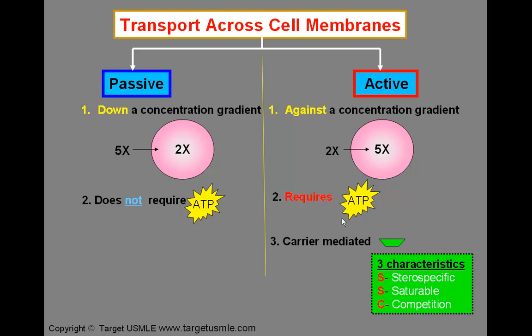When the concentration of the solute rises, the transport of the solute across the cell directly rises, but only up to a certain point, which is called the Tmax, or the transport maximum, where all the carrier molecules are saturated. In the gut lumen, there is competition between galactose and glucose for the same carrier protein. So we have three characteristics for carrier-mediated transport, which is S, S, and C: stereospecific, saturable, and competition happens.